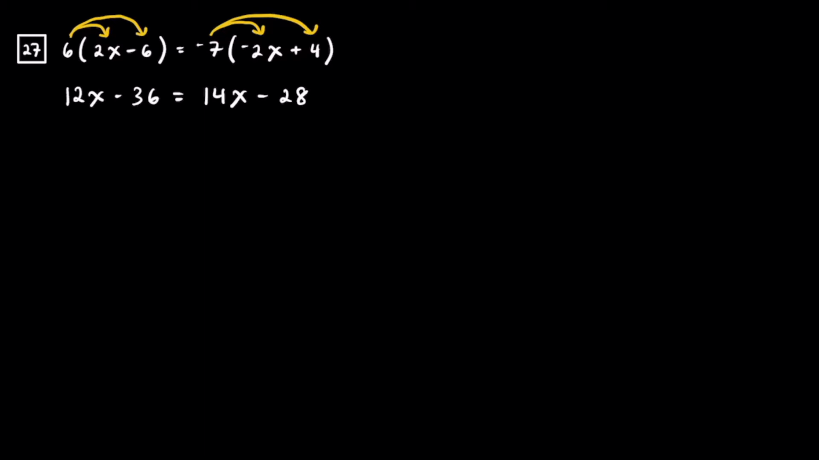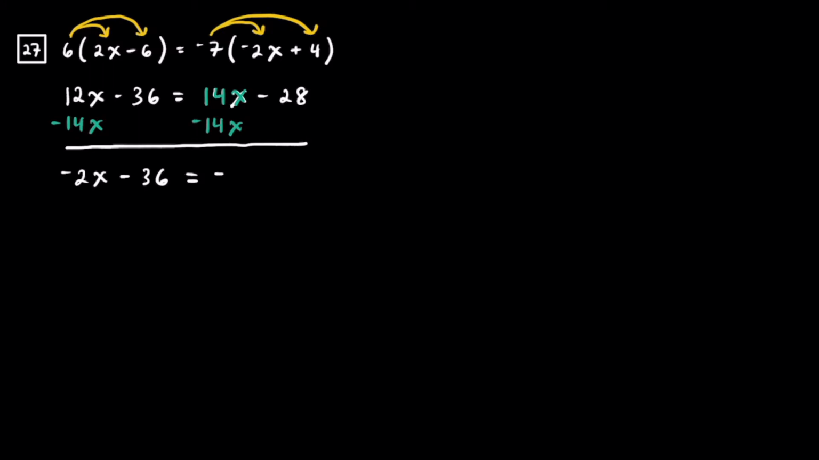Okay. Next, what we're going to do is get the variables to the left side. So we have this positive 14x on the right. To get that to the left, I'm going to subtract 14x and subtract 14x. Okay. And if we do that to both sides of the equation, on the left, 12x minus 14x is going to be negative 2x, and we still have minus 36.